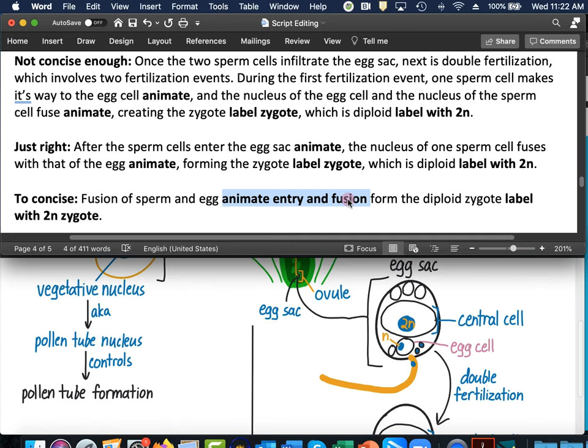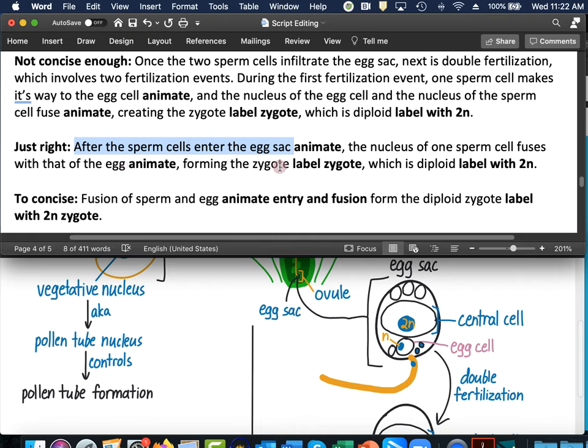It's much better to show things on the screen one at a time and talk about them one at a time. For example, and this is my just right or Goldilocks example, if you will. After the sperm cells enter the egg sac, and then I would show them entering the egg sac, the nucleus of one sperm cell fuses with that of the egg, and then I would show the fusion event of those two nuclei. So I'm showing one thing at a time and talking about one thing at a time.